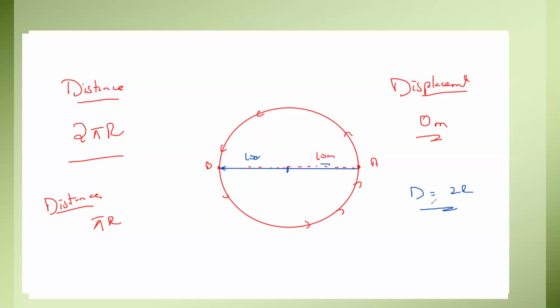Is it clear? So in a half of the circle, the displacement will be equal to twice the radius, or we can also say equal to the diameter, where the distance will be equal to half of the circumference. Is it clear till this point? Anyone having a doubt or a question?